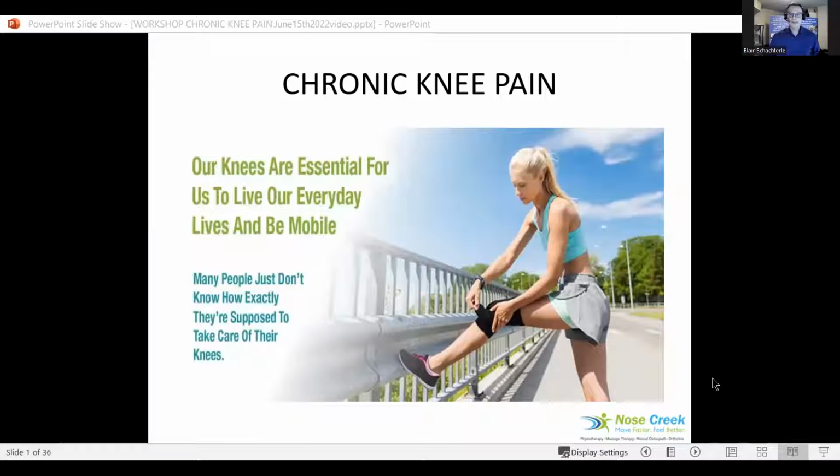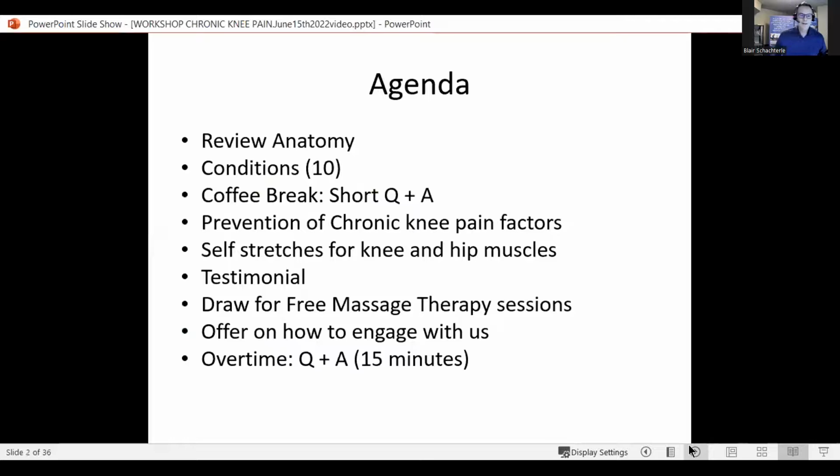So anyway, without further ado, let's get going on chronic knee pain. So I'm just going to tap our slides ahead here. We do have a bit of an agenda. There we go. And so my goal tonight is just to do a brief review of the anatomy. We'll go through some conditions. We do have 10 listed, so I won't spend a lot of time on them. I'll kind of zip through them pretty quick. I just want to show you that there are a lot of things that can go wrong with the knee. And then we'll have a quick coffee break Q&A.